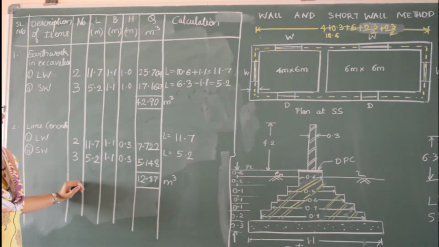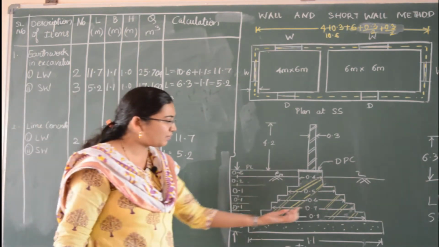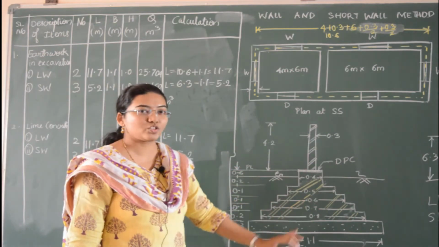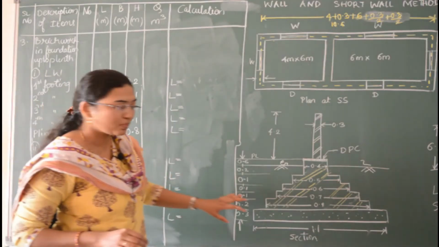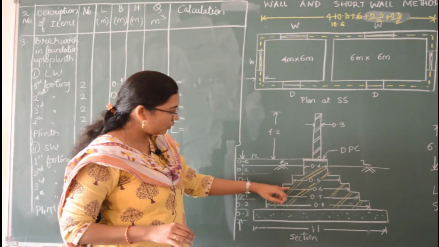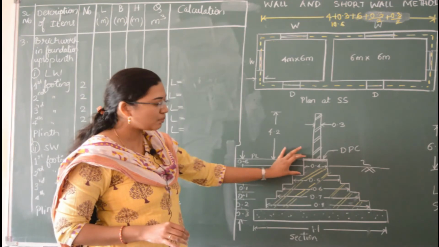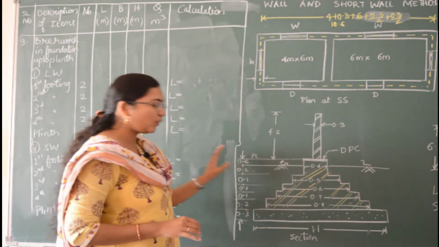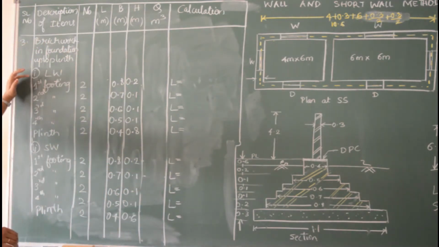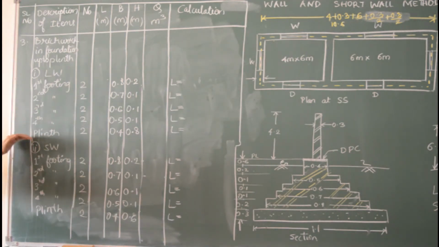So next we have to calculate for brickwork in the foundation up to the plinth level and brickwork for the superstructure. So now we have to calculate the brickwork for the foundation up to the plinth level. There are 1, 2, 3 and 4 steps and the plinth distance. For all these we need to calculate the quantity of brickwork, which I have already written. From here we will be having long wall and short wall. So in the long wall the 4 footings and the plinth, in the short wall 4 footings and the plinth.